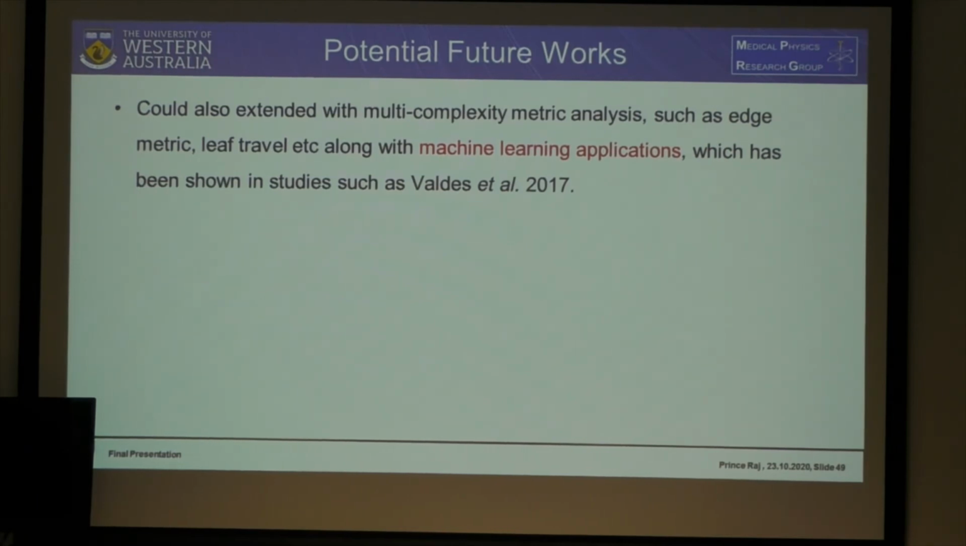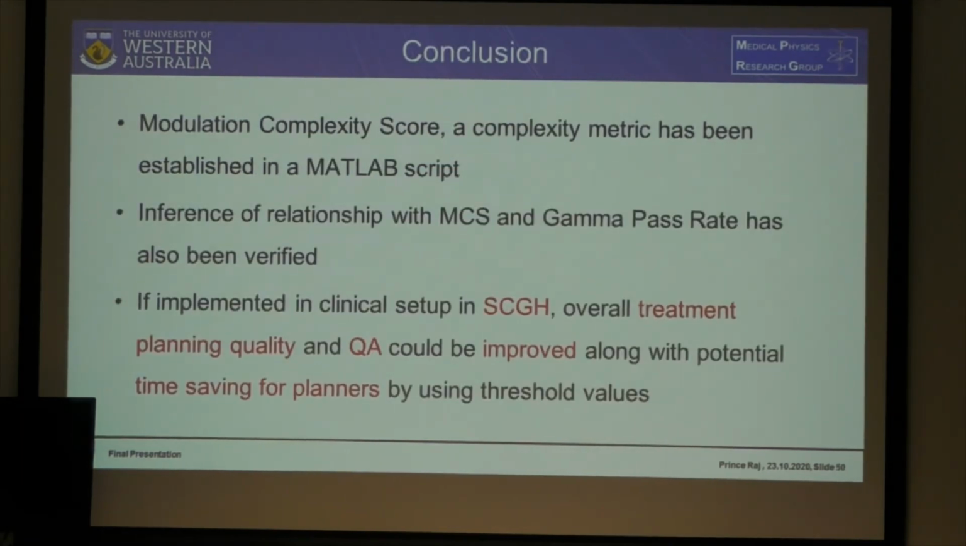This could also be extended, as there are multiple complexity metrics available, which can be accumulated and then used for machine learning applications in treatment planning. In conclusion, the Modulation Complexity Score metric has been established, and its relationship has also been verified.